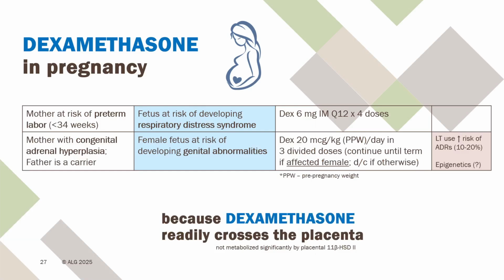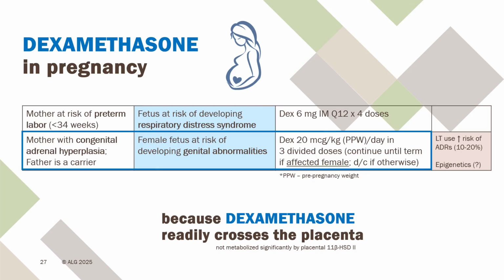Dexamethasone is the glucocorticoid of choice for preventing specific fetal abnormality because it readily crosses the placenta. Mothers at risk of preterm labor before 34 weeks must receive a short course of dexamethasone to accelerate fetal lung maturation and prevent the baby from developing respiratory distress syndrome at birth.